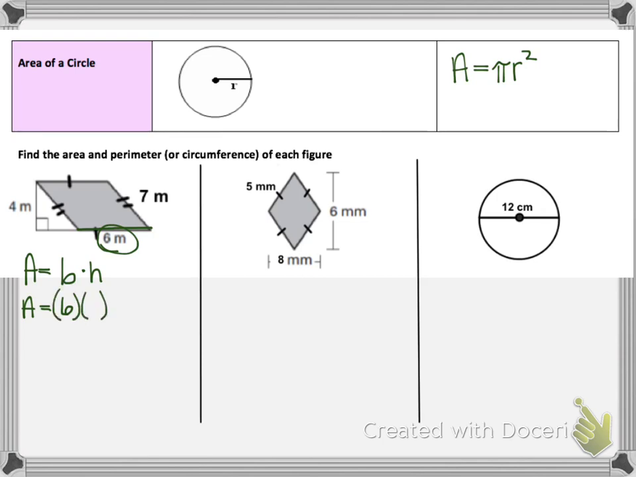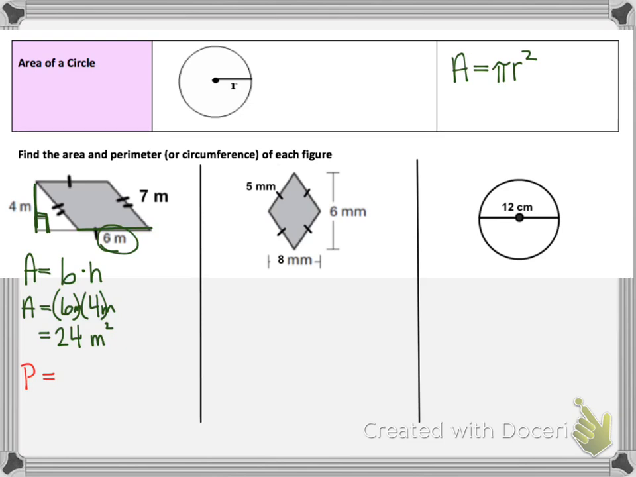Times my height. Remember, my height is always what is perpendicular to my base. So look, it even makes a little H right there, perpendicular to your base. So my height is going to be 4. So that's 6 meters times 4 meters, right? So then I get 24, and when I have meters times meters, I get meters squared. So that's why area is meters squared, because when you multiply those units together, you're going to get meters squared.